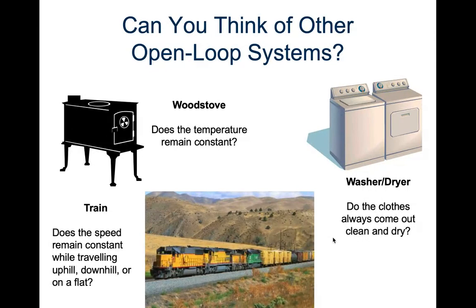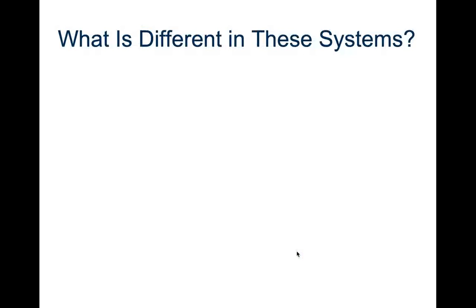Trains. The speed does not always remain constant. The train does not have any way of monitoring itself to adjust so that when it goes uphill or downhill or flat that it's at the same speed. It goes slower uphill, may go faster downhill.